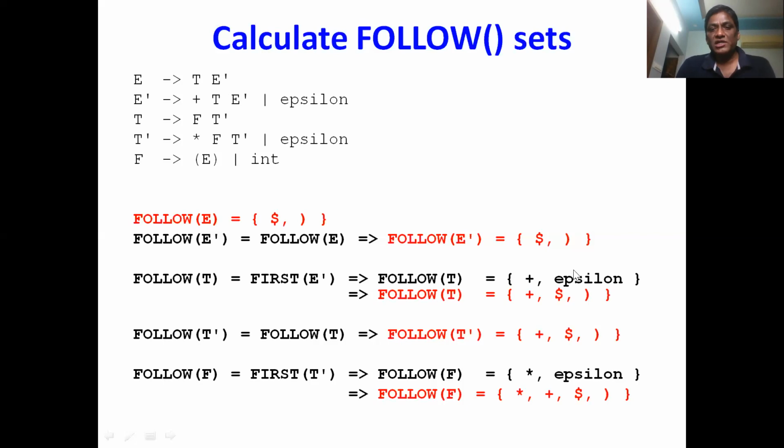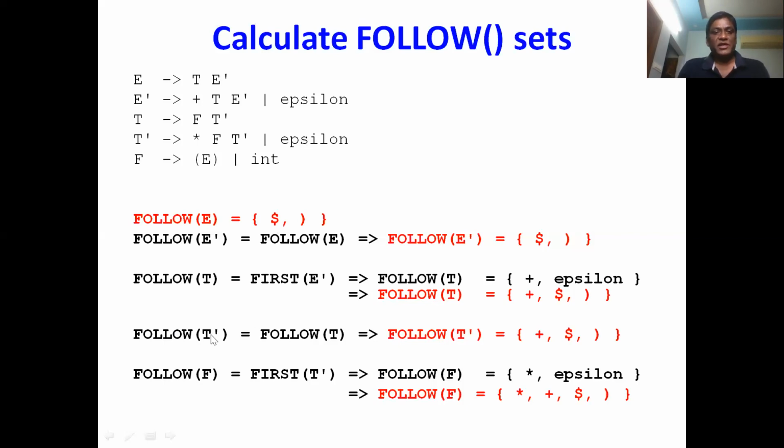Because follow of T contains epsilon, you have to consider follow of E also. So what is follow of E? Dollar comma closed parenthesis. So in place of this epsilon, we include dollar comma closed parenthesis. If you understood this, there is nothing difficult here. Try to see this again and again until you understand the process.